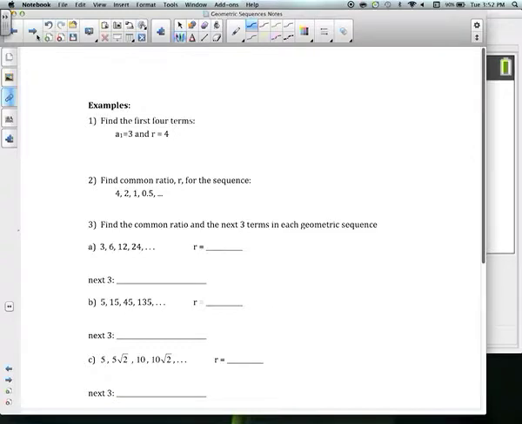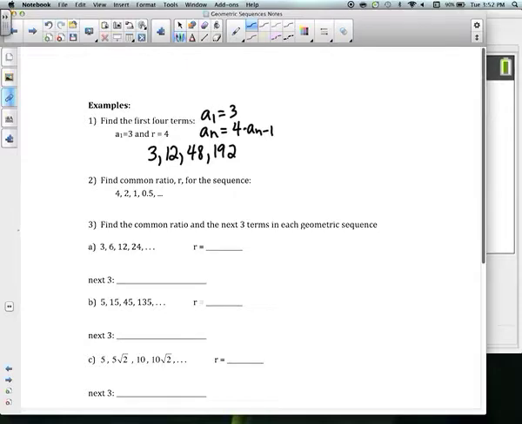Okay, this just asks you to write the first 4 terms. So if we're starting with a1 equals 3 and r equals 4, another way we could say that, we could give you the recursive. Given that, generate the sequence. So it'd be 3, 12, 48, 192. It includes the first term that we already have, so you just had to find 3 other ones.